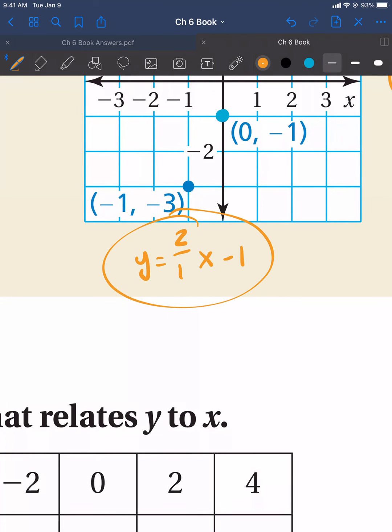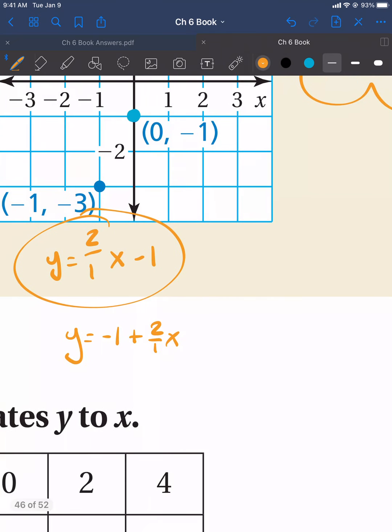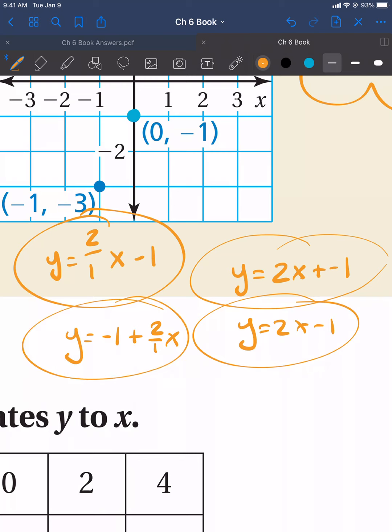What are some different ways I could write this answer? Okay, so I could say y equals -1 plus 2 over 1x. Okay, what else could I do? Could I say y equals 2x plus -1? Yeah, or y equals 2x minus 1. All of those are the same answer. There is one that's more correct than the others, though. Do you know what it is?